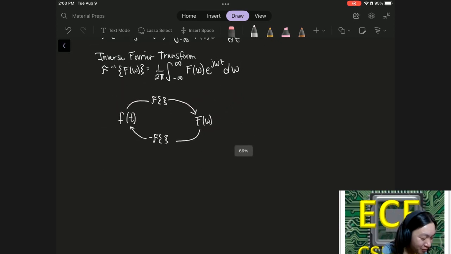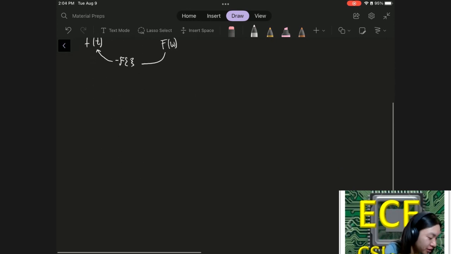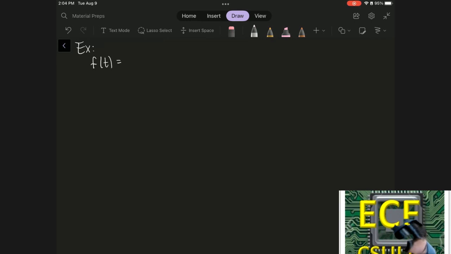And so, oh God, I'm not gonna be able to fit it. Okay, let me scroll up. Let's do an example. I have f of t equals 1 minus e to the negative bt times u of t. Let's find the Fourier transform of this.